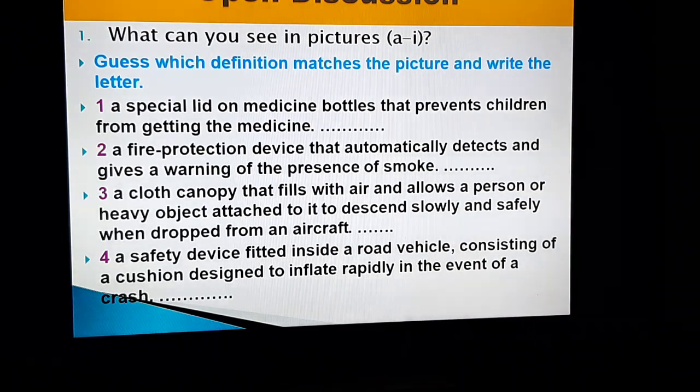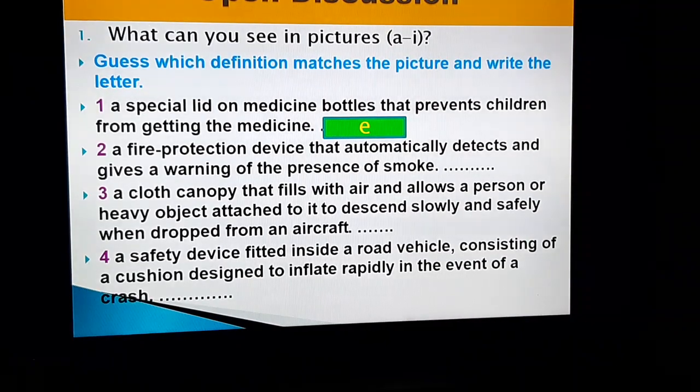Number 1, a special lid on medicine bottles that prevents children from getting the medicine. This is number 1. It's E, as we see. You can see picture E to get the meaning of the word.